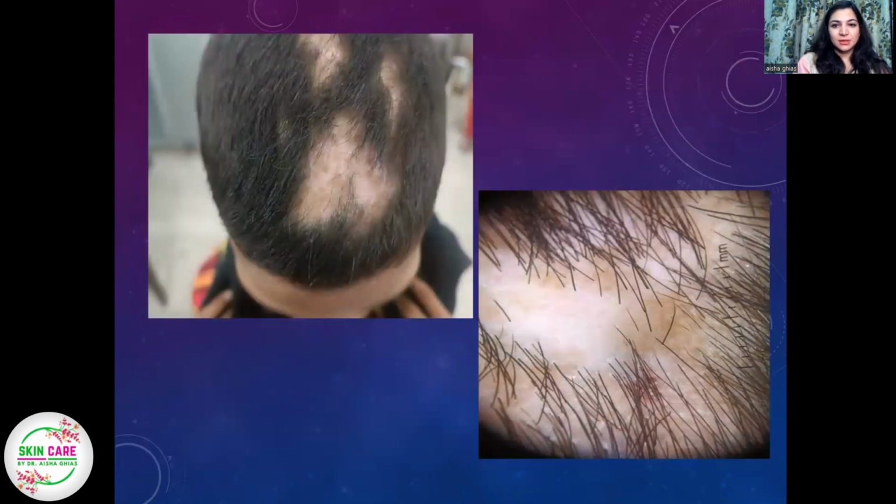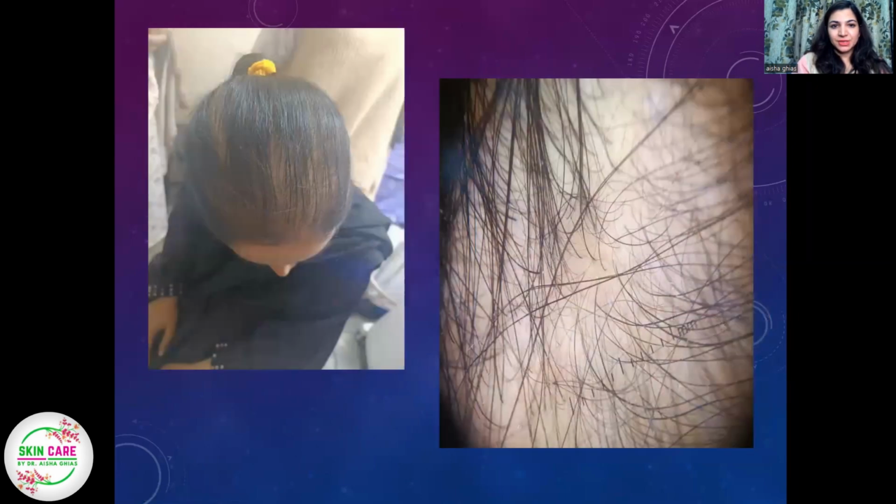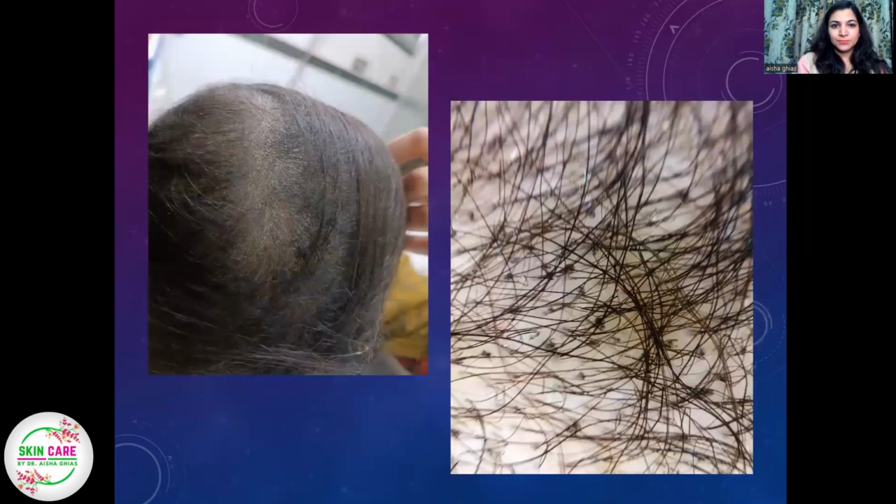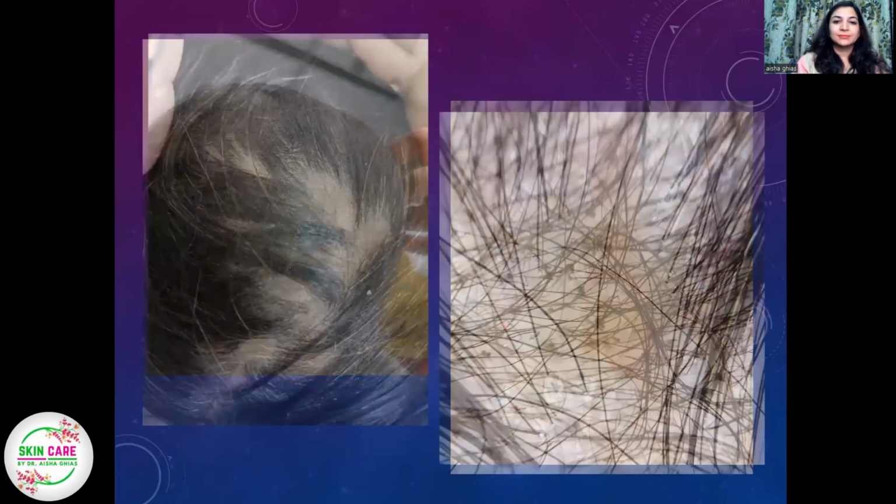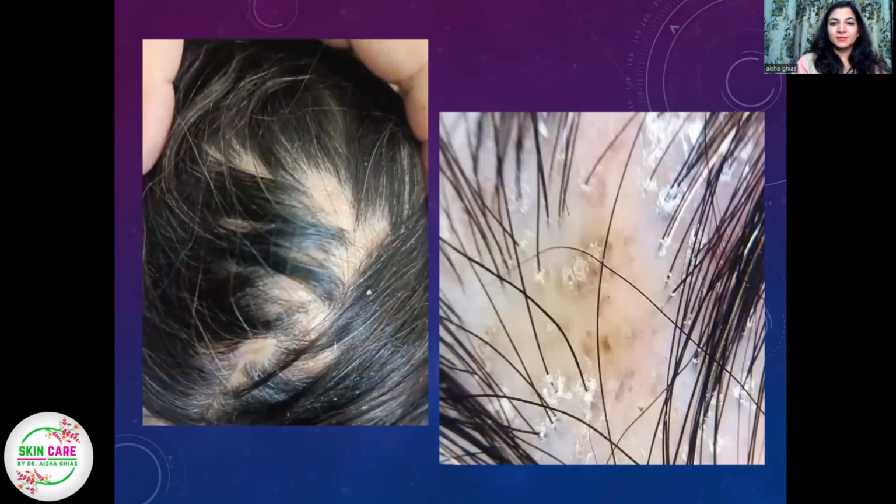Case 9. What do you think about it? Scarred area with no hair follicles or hair, probably as a result of some treatment that he might have taken. Case number 10, diffuse thinning of the hair. What do you see on trichoscopy? Case 11, the coiled hair. Case 12.